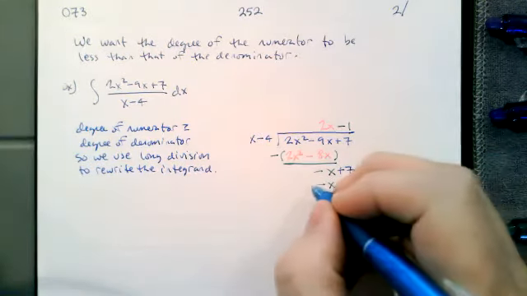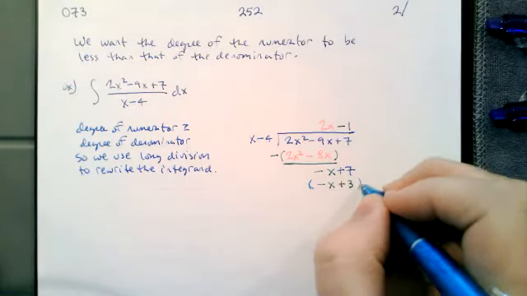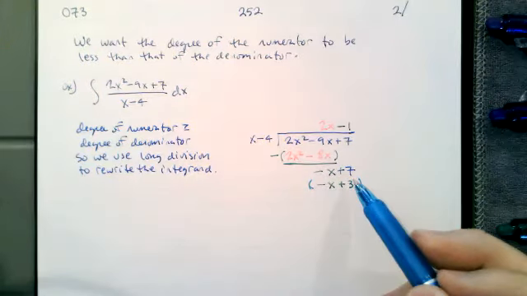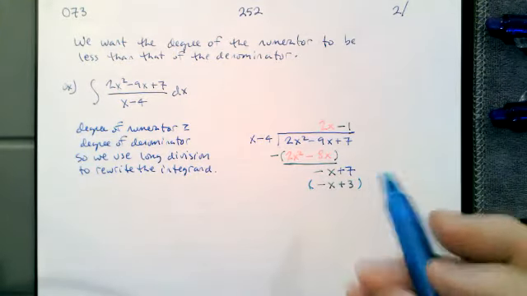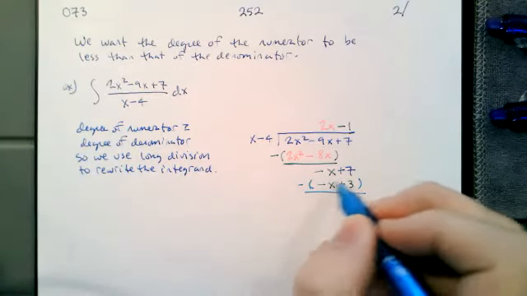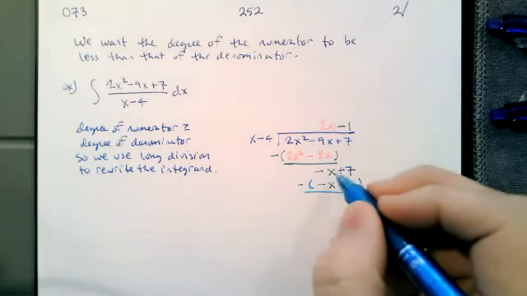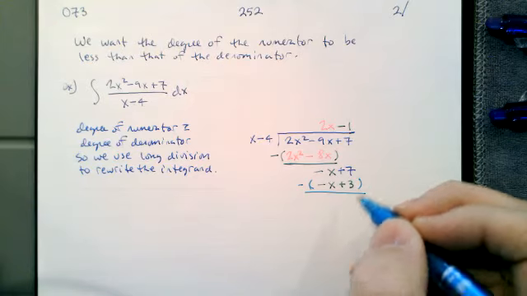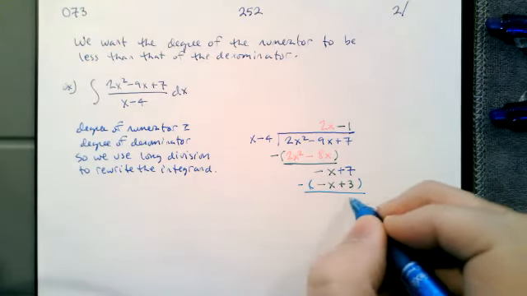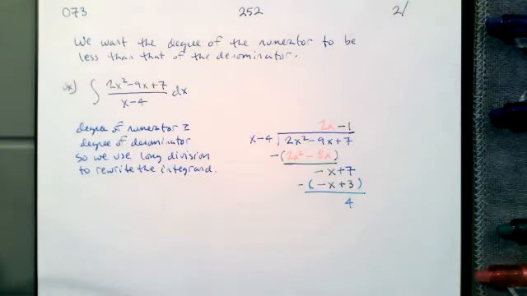And then we subtract. The question was, how many times can I subtract x minus 4 from negative x plus 7 without going negative? And I can do that negative 1 times. So let's do that. Let's subtract negative 1 of these negative x plus 3s. The x's cancel by design. 7 minus 3 is 4. And that's the remainder.